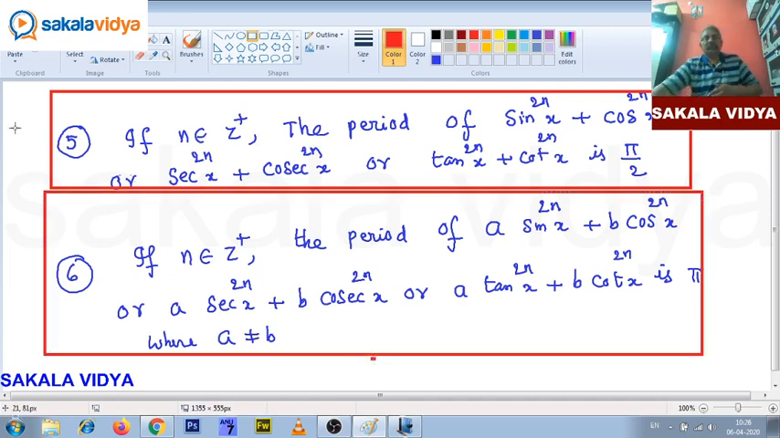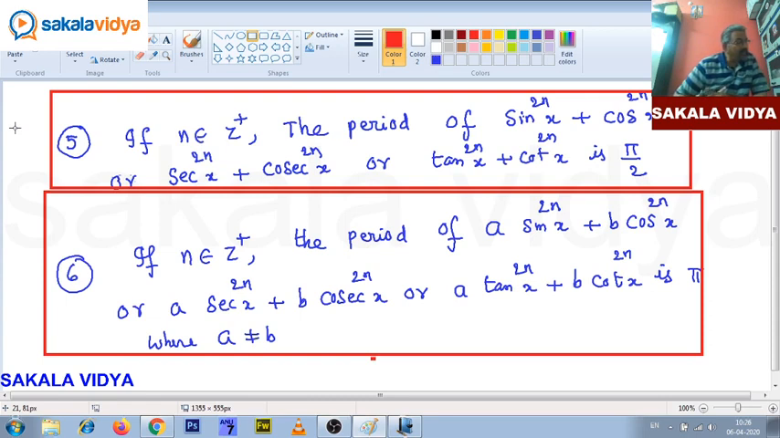So please note down these 2 points. Satvik asks, sir, which syllabus is this? This is useful even for JEE Mains and other competitive entrance examinations also.